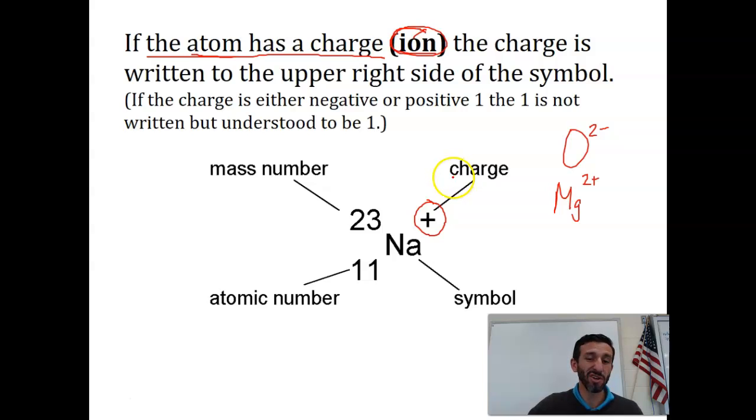Now here's the thing about ions. Electrons are negatively charged. So if I gain 2 electrons, I become more negative because I'm gaining a negative charge. If I lose electrons, I'm losing negative charges, so I become more positive. So it's backwards. You got to remember it's backwards. So let's do some practice.